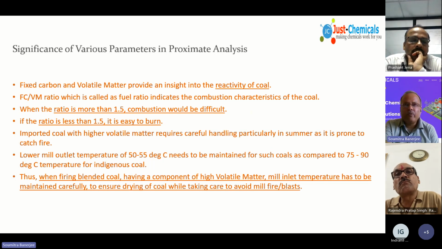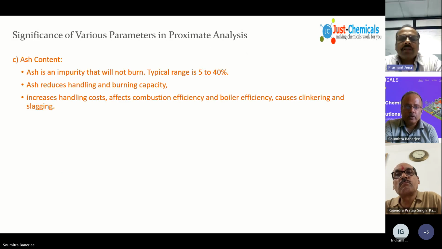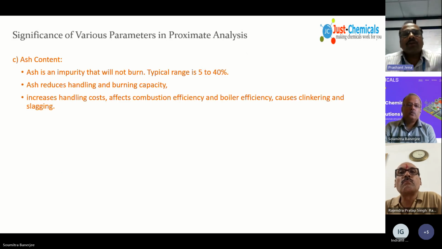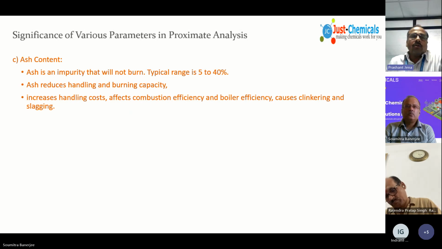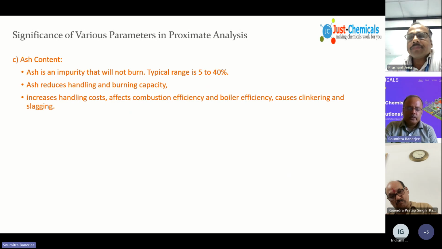In Adani Power, when I was working in 11-12, there were many instances of mill blasts. They reduce the mill outlet temperature. Normally they keep it at 120 degrees maximum. After that, the problem starts and mill blasts start happening. Yes, absolutely correct.